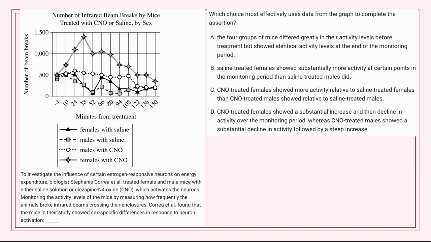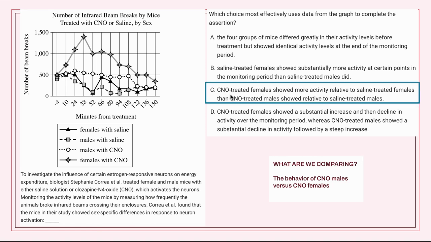Okay, so take a second to see which answers, or one answer, does that. Which one compares CNO males and CNO females? Okay, so I would say C is going to be the best answer here. So CNO treated females show more activity relative to saline treated females than CNO treated males showed relative to saline treated males. Basically, they're saying if we're taking saline as a baseline, the CNO females had a really big difference in behavior. The CNO males didn't really change that much.